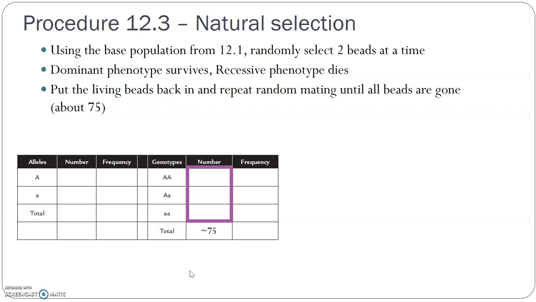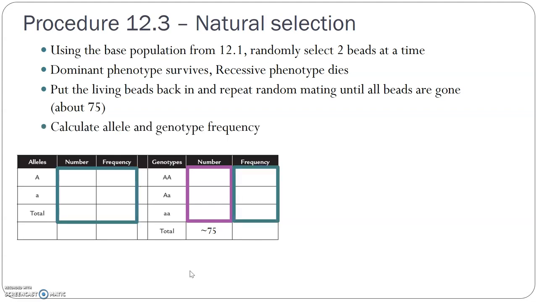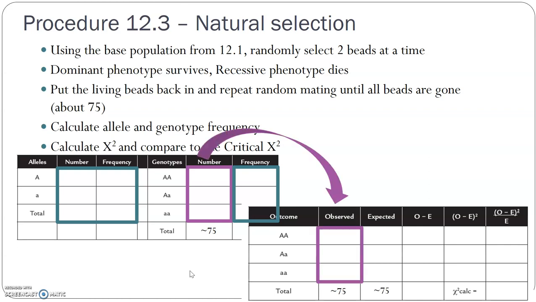Again, you're going to do the same thing we did in the last one. You're going to put in your numbers, you're going to calculate your frequencies, and you are going to do that for, again, your allele frequencies and your genotype frequencies. And then you're going to have to figure out if evolution happened or not. So you're going to use your numbers to transfer that over to the chi-square table that you have. You're going to figure out your expected. Again, remember your expected frequency is 25%, 50%, 25%.